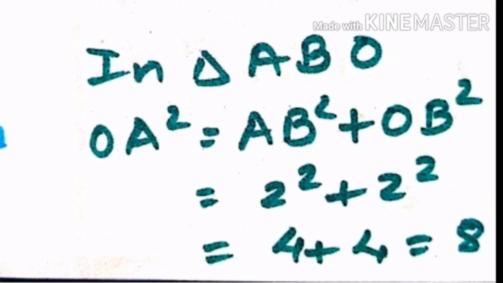So first of all, in triangle ABO, OA square is equal to AB square plus OB square. Values are 2 square plus 2 square, so it becomes 4 plus 4. So OA square is equal to 8, and we take the square root, so we get 2 root 2. You see 4 2s are 8, so the square root of 4 is 2, and the other 2 becomes under root 2.